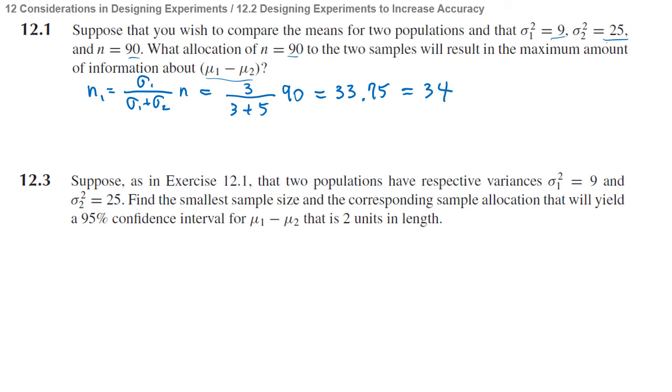Okay. And what about n2? n2 is n minus n1, and so you get 90 minus 34 is equal to 56. So the answer is for n1 you have 34, and for n2 56. And let's move on to 12.3.